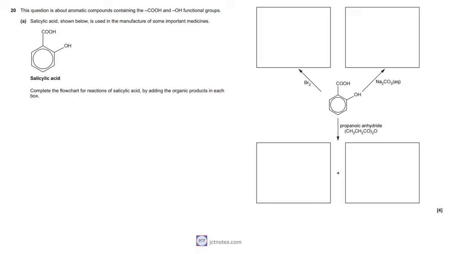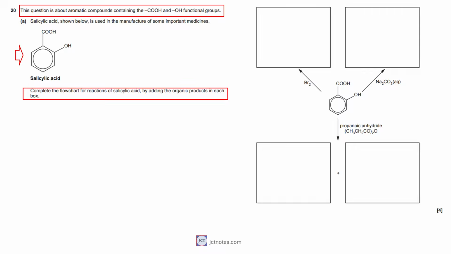Question 20 is about aromatic compounds containing the carboxylic and hydroxyl functional groups. In Part A, we are given the formula of salicylic acid and we are asked to complete the given flowchart for the reactions of salicylic acid by adding the organic products in each box. When salicylic acid reacts with bromine, bromine atoms are added to the benzene ring via a substitution reaction.